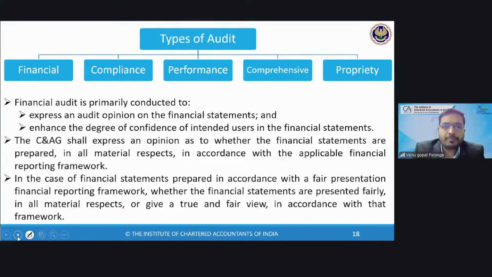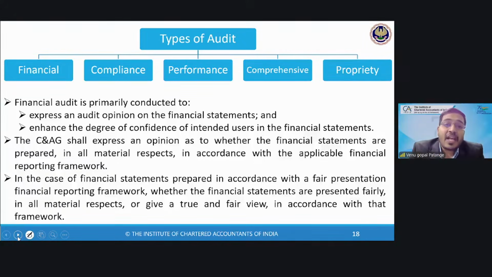Financial audit. We all know what is financial audit. All the chapters which were discussed previously are all about financial audit. To express an audit opinion that financial statements are free from risk of material misstatement and they give a true and fair view, enhancing the degree of confidence. So once you perform the financial audit, C&AG expresses an opinion as to whether the financial statements are prepared in all respects in accordance with the applicable reporting framework.